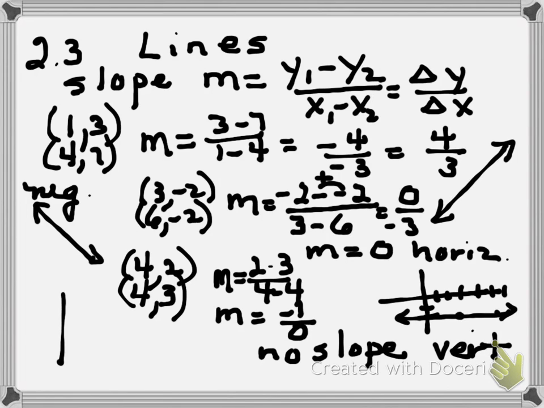And if you took a look at these 2 points, you have the point (4, 2), and you have the point (4, 3), and they lie on a vertical line. So horizontal line, slope is 0. Vertical line, there is no slope because you have division by 0.